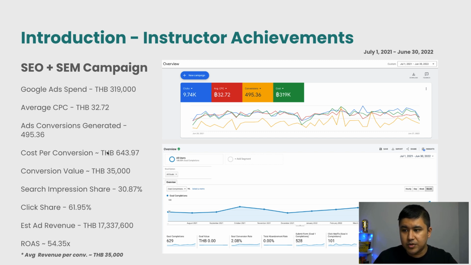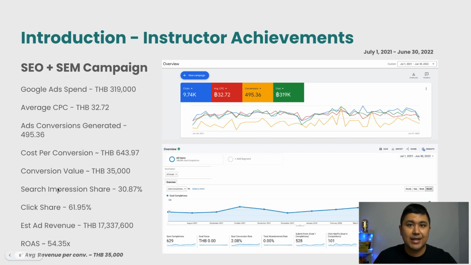So for every $20 we spent, we got around one conversion, right? But every time there's a conversion, the conversion value is around 35,000 baht, which is around $1,000. So $20 per conversion is how much we pay to Google, and the value we get out of it is $1,000, right? So, a super profitable ad campaign.